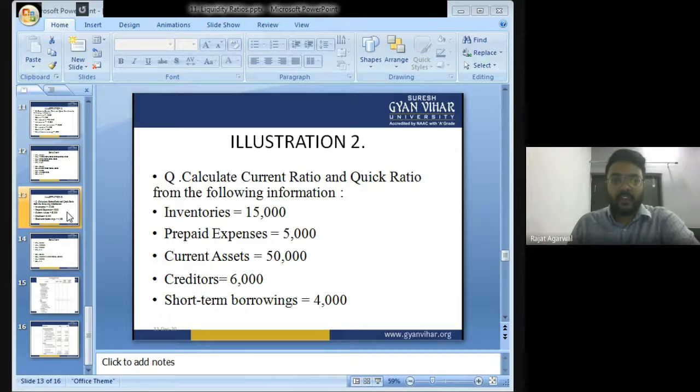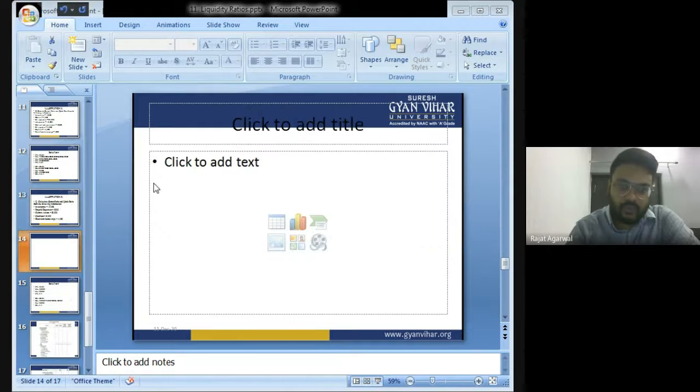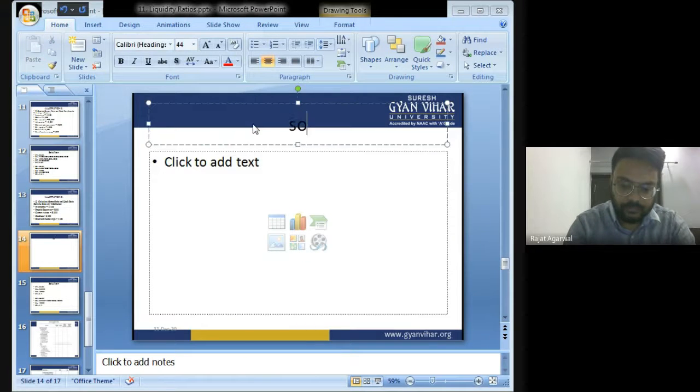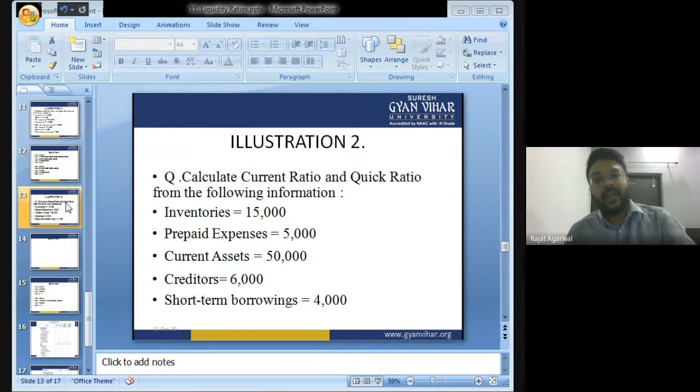चलिए let's see कितने बच्चों ने करेक्ट किया है. Solution. I'm going to read it once again for you. Calculate current ratio and quick ratio from the following information. From the following information, you have to calculate both current ratio as well as quick ratio.